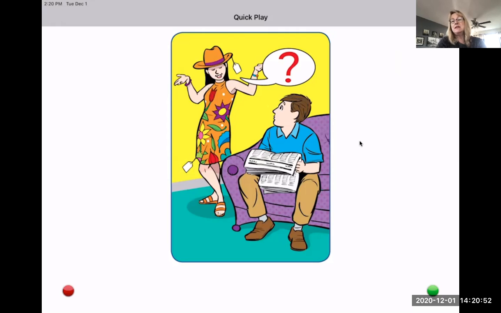Okay, she might be saying, do you like my new clothes? Or she might say, how do I look in my new clothes? Something like that.